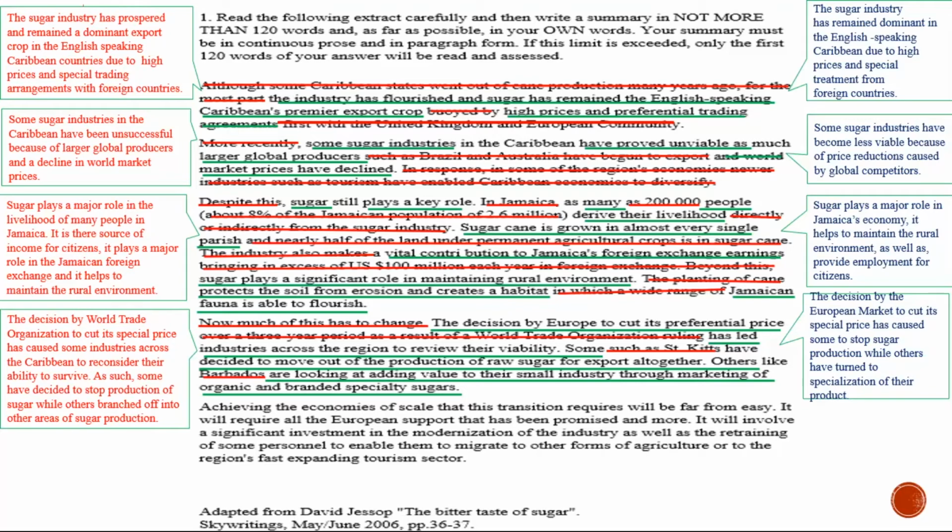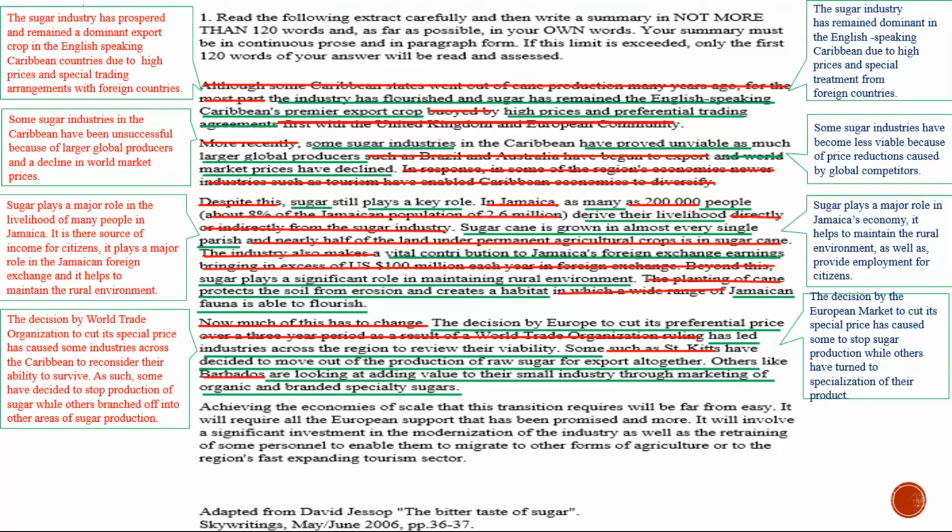The paragraph continues to read, it will require all the European support that has been promised and more. It will involve a significant investment in the modernization of the industry as well as the retraining of some personnel to enable them to migrate to other forms of agriculture or to the region's fast expanding tourism sector. So you see, paragraph 2's mention of tourism ties into the last paragraph, the tourism sector.